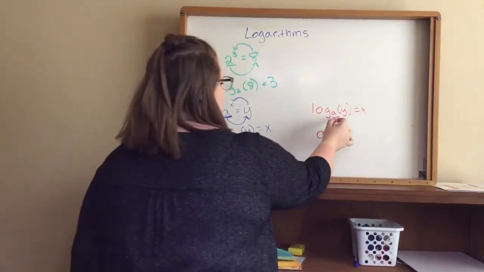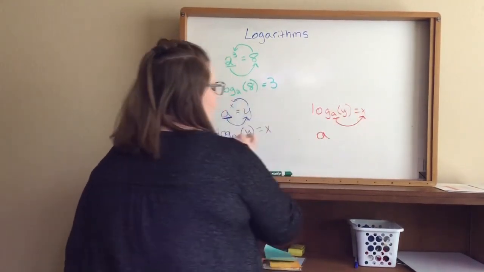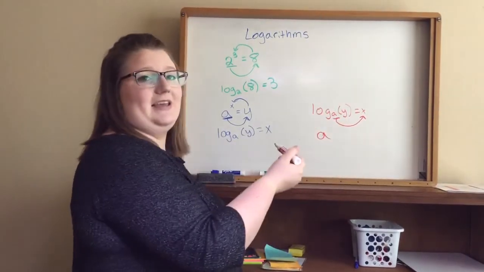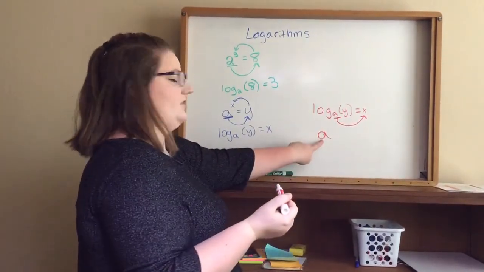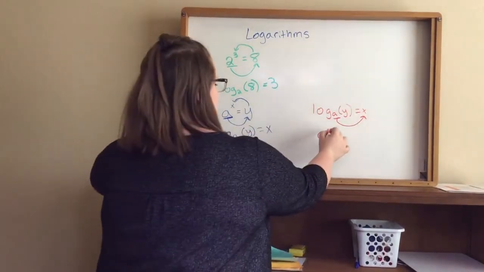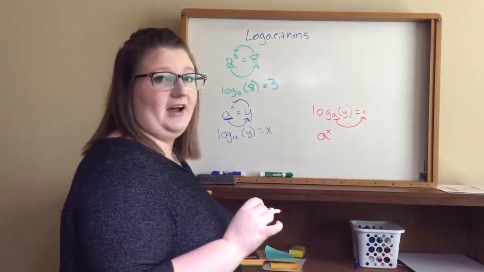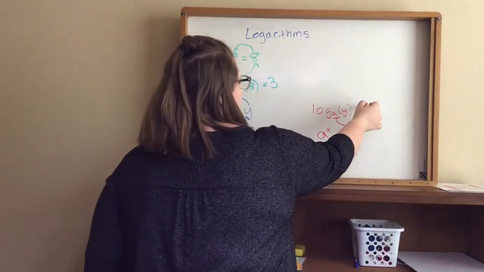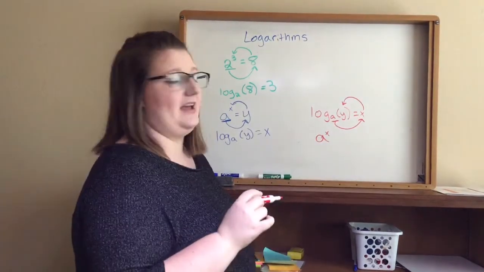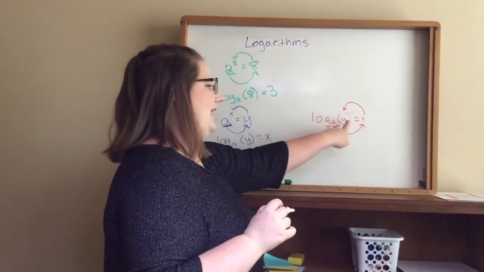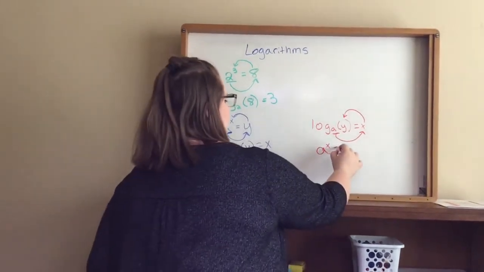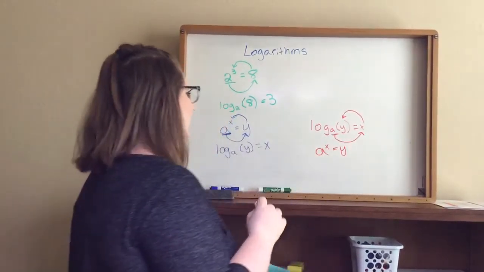Then we loop around to the other side of the equal sign. In exponential form, because that's what we're trying to get to, the next number after the base is the exponent. So x becomes the exponent. And then finally, we loop back around across the equal sign, and this time we finish at the argument. So we go to that last number and write equals y. So a to the x equals y.